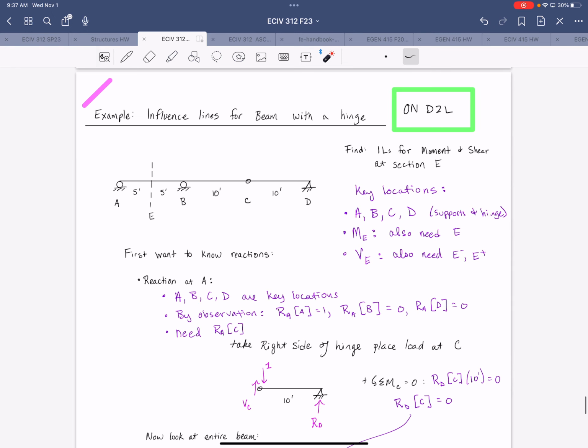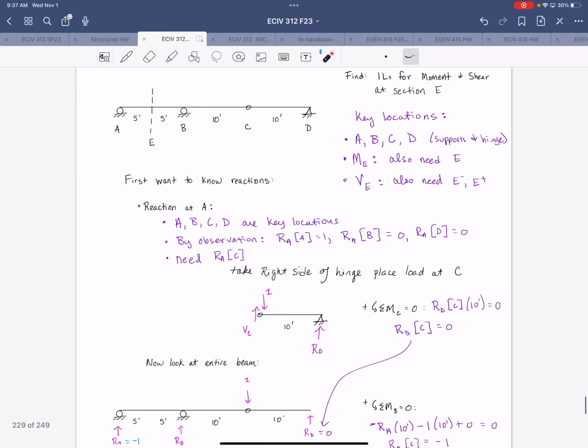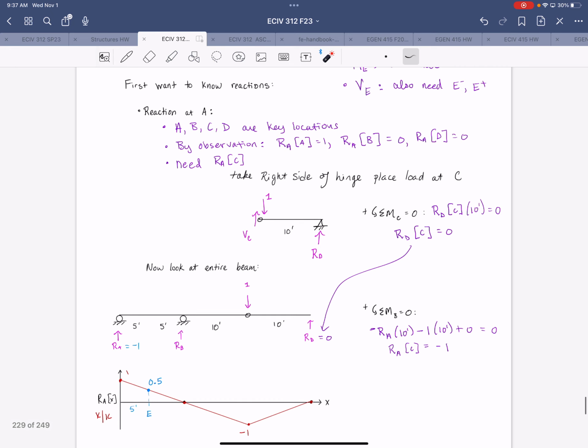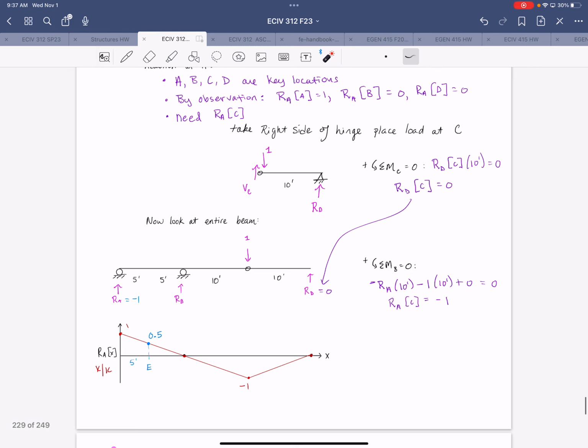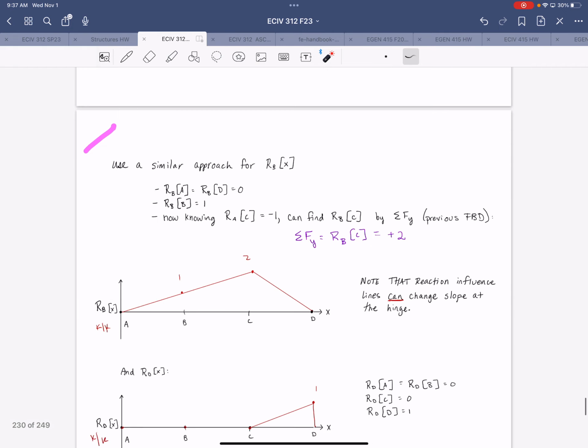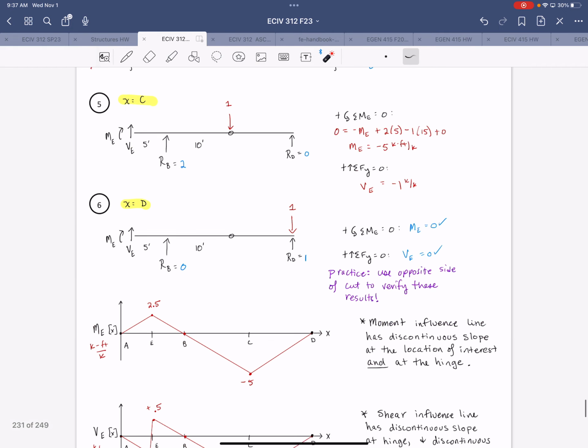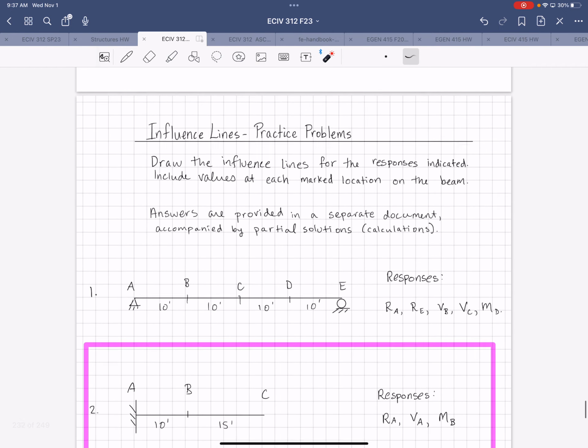This is an example using influence lines for a beam with a hinge. All right, so the only difference is that now you have a hinge that adds a key location for placing the unit load. And then, you already know how to apply statics to a beam with a hinge. You know how to determine internal forces for a beam with a hinge if it's determinate, right? And you just go through that process to develop influence lines.